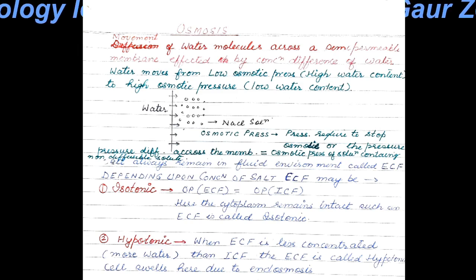You can see in the slide that on the left side water is written and the direction of movement of water is depicted over here, and you can see that water is moving towards NaCl solution, that means the side which is having more osmotic pressure. What is this osmotic pressure? It is the pressure required to stop the osmosis, and the pressure difference across the plasma membrane is same as osmotic pressure.